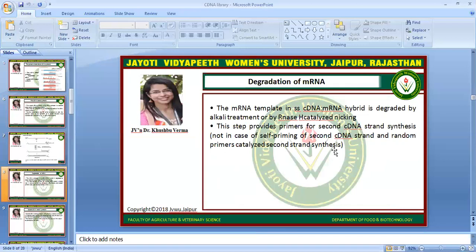Now, the second step is the degradation of messenger RNA. The messenger RNA template in the single-stranded cDNA-messenger RNA hybrid starts to be degraded by alkali treatment or by RNase H-catalyzed nicking. This step provides a primer for second cDNA strand synthesis, or in the case of no self-priming of the second cDNA strand, random primers catalyze second strand synthesis.